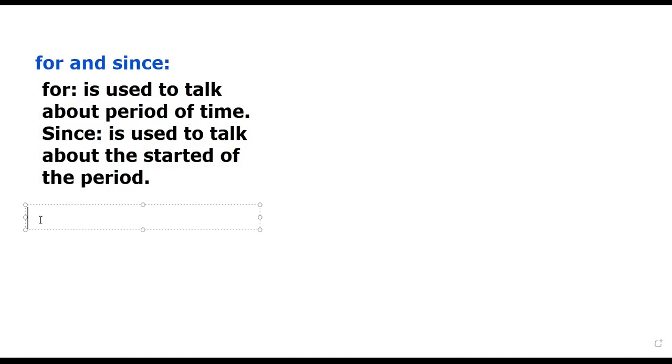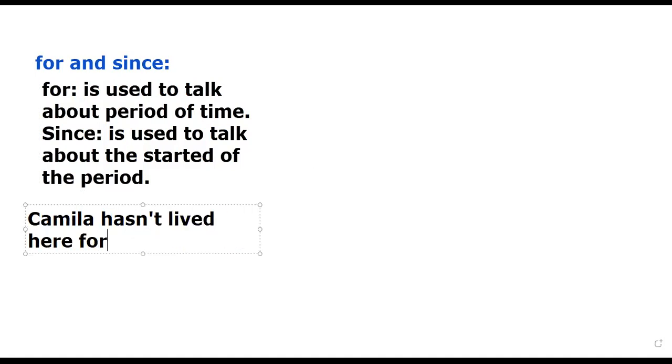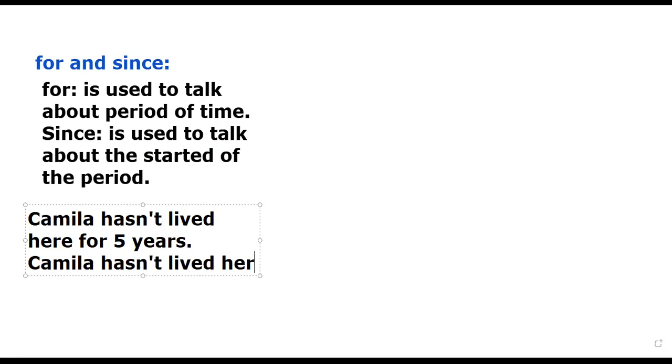So look at the first example. Camila hasn't, we use hasn't because it's negative, okay? And also has because we are talking about Camila. Camila hasn't lived here for, if you notice, we use for 5 years. Or we can say Camila hasn't lived here since 2016. Okay, since 2016.